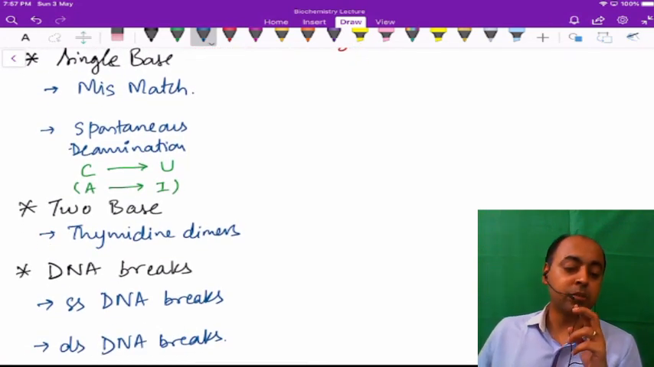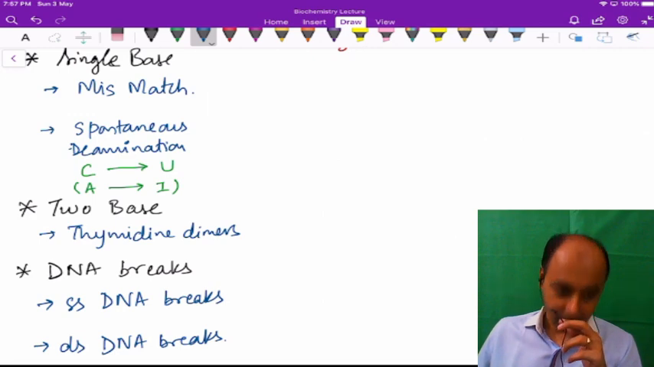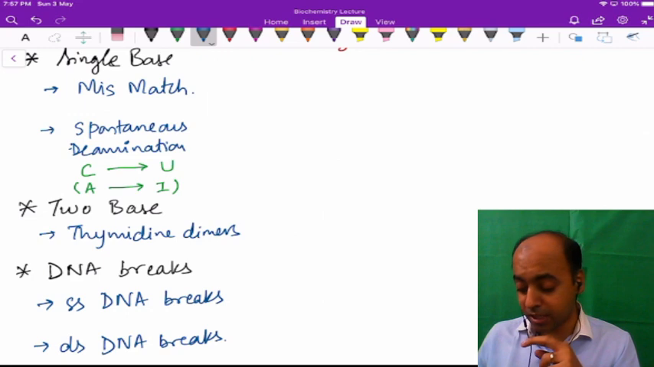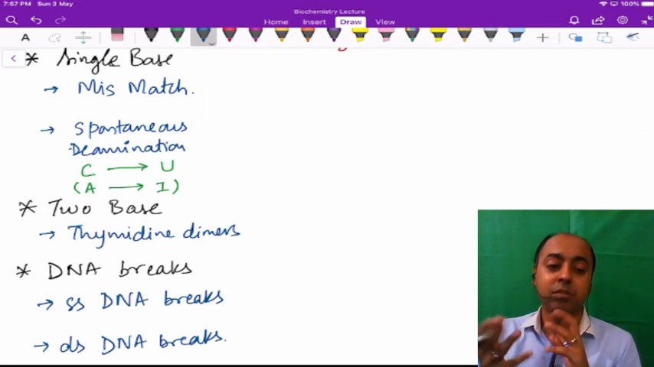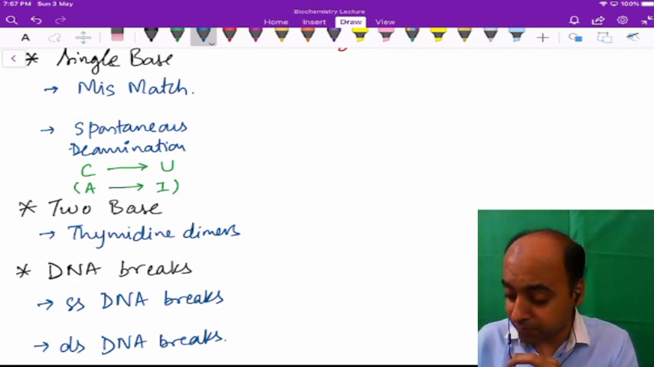Single base, where mismatch or spontaneous deamination can occur. The two base, which commonly presents as thymidine dimers, and the DNA breaks. Sometimes a single strand will break, sometimes both the strands can break.